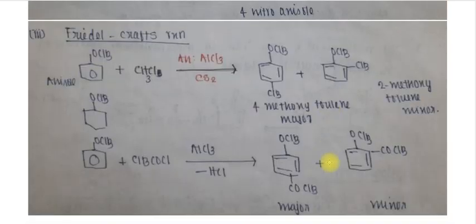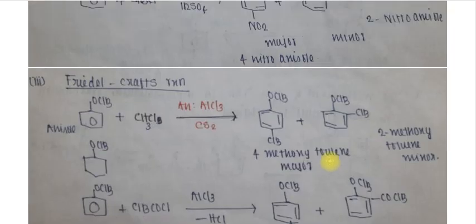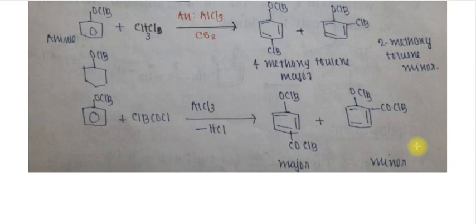And the last reaction is the Friedel-Crafts reaction. Anisole, that means C6H5OCH3, plus CH3Cl in the presence of anhydrous AlCl3 and CS2 forms a para product and an ortho product: 4-methoxytoluene is major and 2-methoxytoluene is the minor.